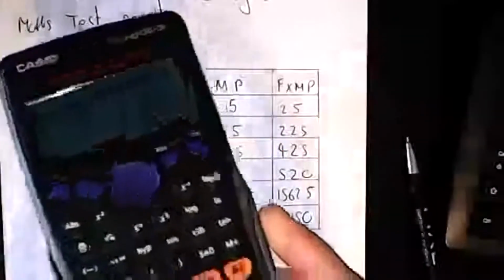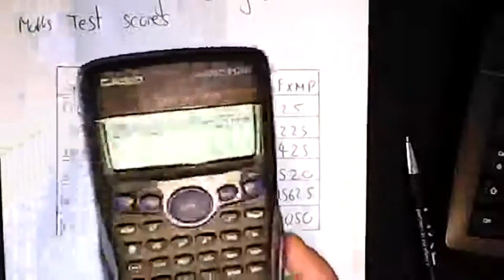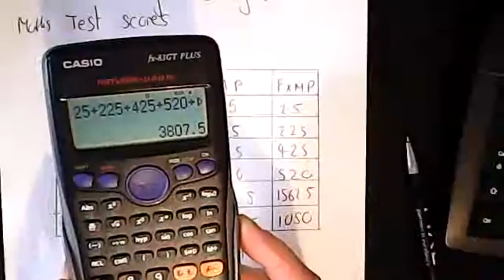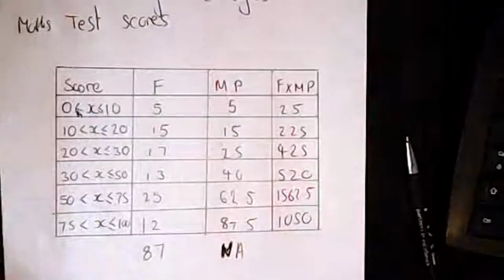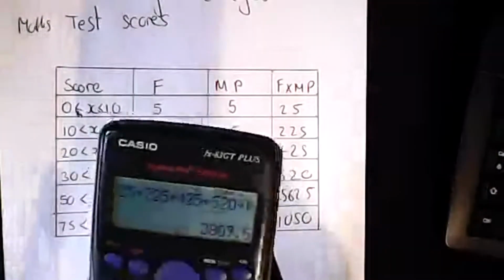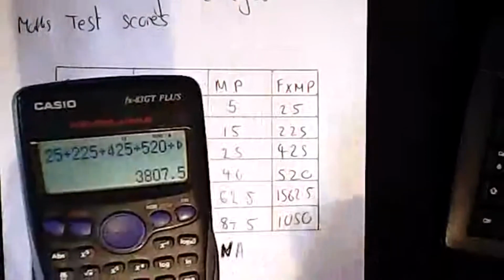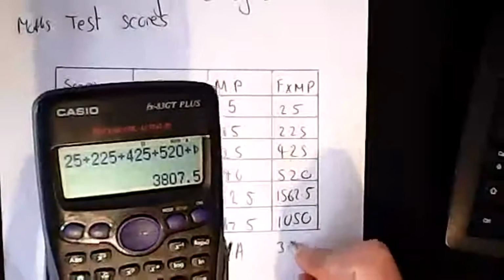So yeah, looking good. Let's see, Mike. There we go. 3807.5. Brilliant. So I must have typed something in wrong there. So it's worth doing that twice. If the numbers don't match, do it a third time.